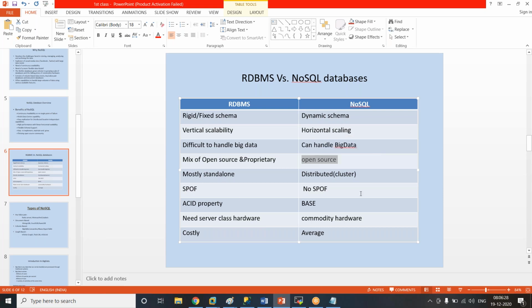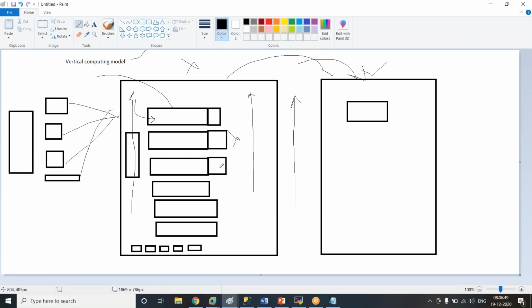RDBMS is mostly standalone, distributed only if your data set is big, and has a single point of failure. Of course, if one file is down, the complete database will go down. In MongoDB there is no single point of failure. Even if one chunk is down, other chunks will operate from the other nodes. ACID properties, BASE properties, I'll talk about in the next slide what exactly ACID and BASE are. And it needs server class hardware. It needs such sophisticated hardware because you're running everything on a single machine.